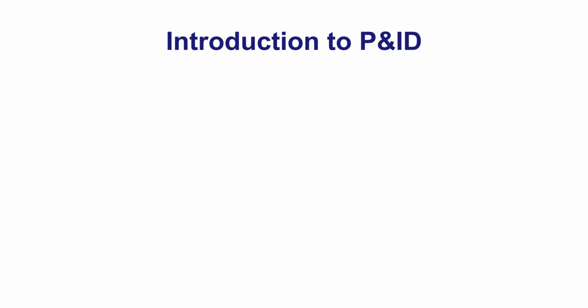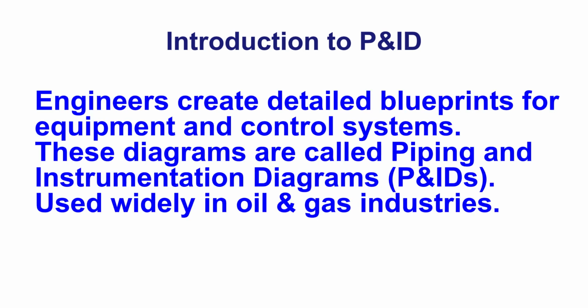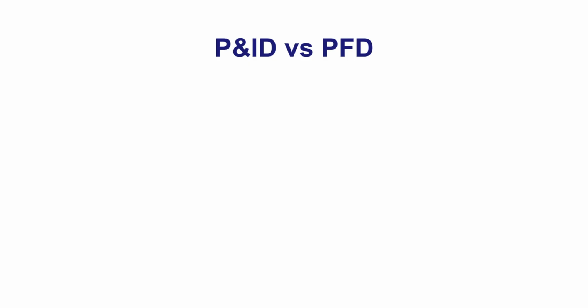In many industries, engineers create a detailed blueprint for equipment and control systems. This is called a piping and instrumentation diagram, or simply a P&ID. In this video, we'll break down the codes and symbols used specifically in oil and gas production so you can read and understand P&IDs with confidence.